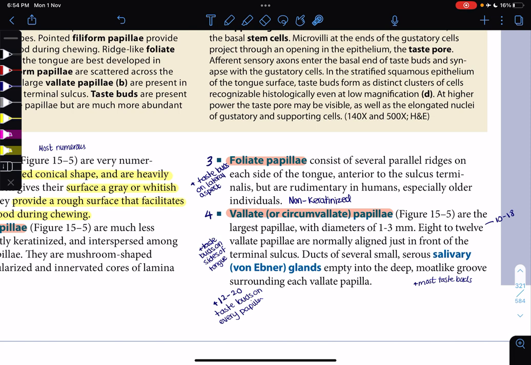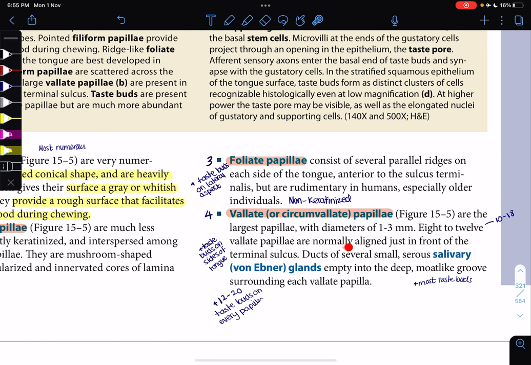and they are the largest papilla. Their diameter is between 1 to 3 millimeters. And we can find 8 to 12 vallate papilla. دكتور اليوم حكى 10 to 18. So it's either 8 to 12 or 10 to 18. بس خلينا نعتمد كلام الدكتور.